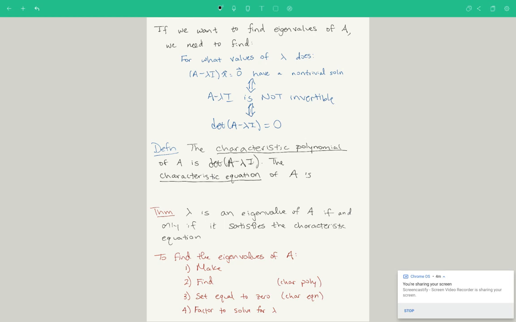And the characteristic equation of A is the determinant of A minus lambda I equals 0. That's the characteristic equation. So again, lambda is an eigenvalue of A if and only if it satisfies the characteristic equation, so if and only if the determinant of A minus lambda I equals 0.